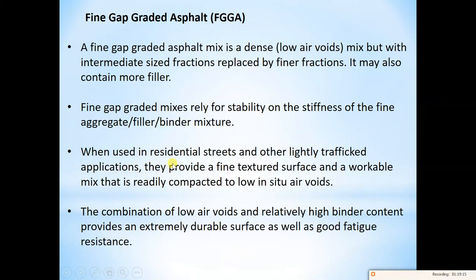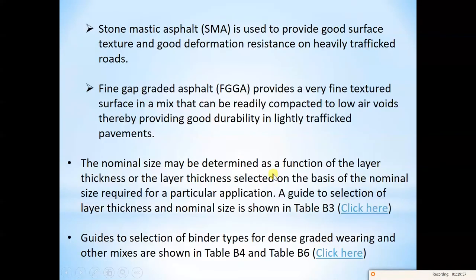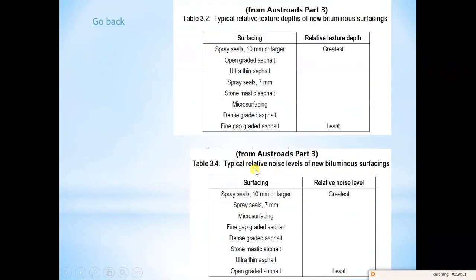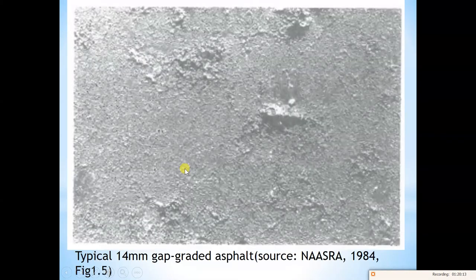When used in residential streets and other light traffic applications, they provide a fine texture surface and workable mix that's readily compacted to low in situ air voids. The texture actually is not that good, but because it's used in residential streets, we're not traveling at high speed, probably just 50 or 60 km/h. So it's all right. The texture for the gap graded is the least, in terms of texture depth, but for the purpose it is doing fine.